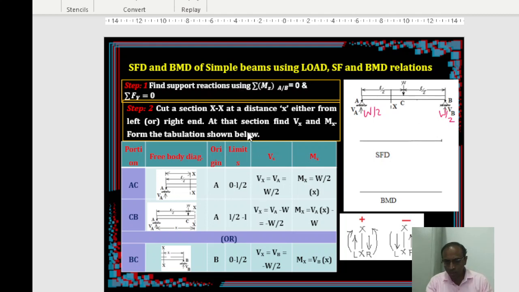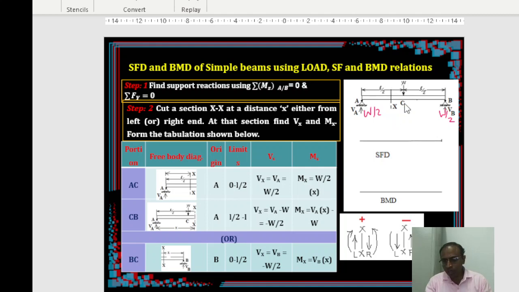Now, coming to the method of sections approach, the process of finding the shear force and bending moment is to develop an equation at a section XX. For that you have to cut the beam somewhere at a distance X. You can take the cut from either the left end or the right end, according to your convenience, in the sense that your next calculations are going to be simple. In that fashion you cut the section.